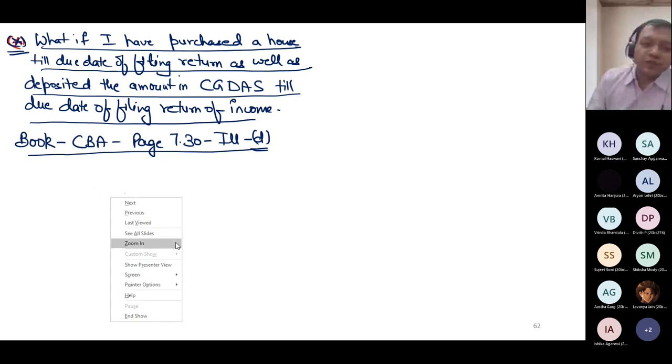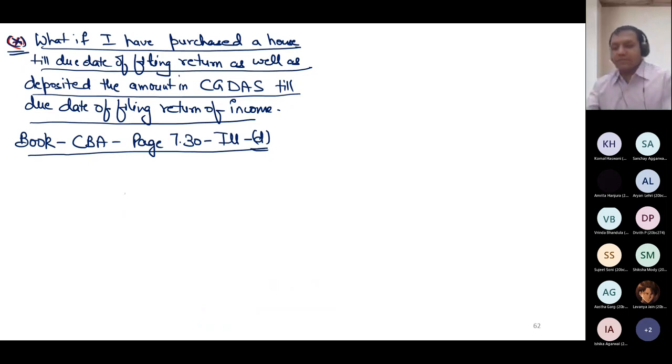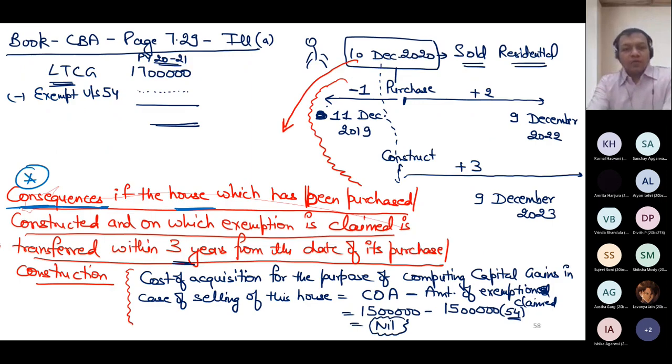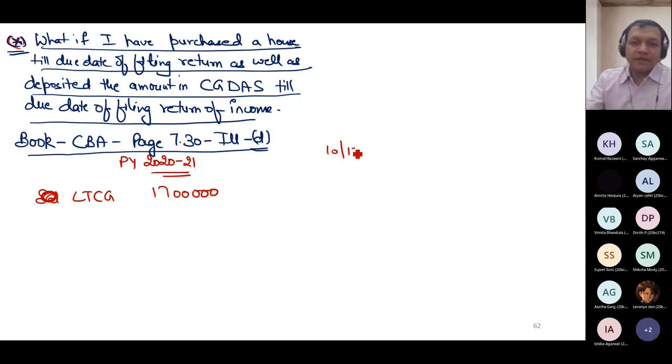In the previous year 2021, on 10th December, what happened? I sold a house. My LTCG on the sale was 17 lakh, because on 10th December I sold a house.